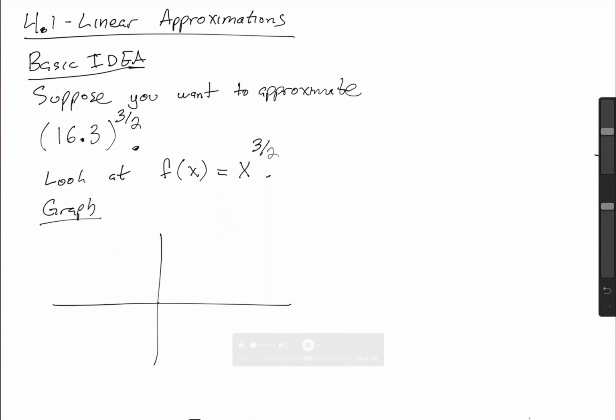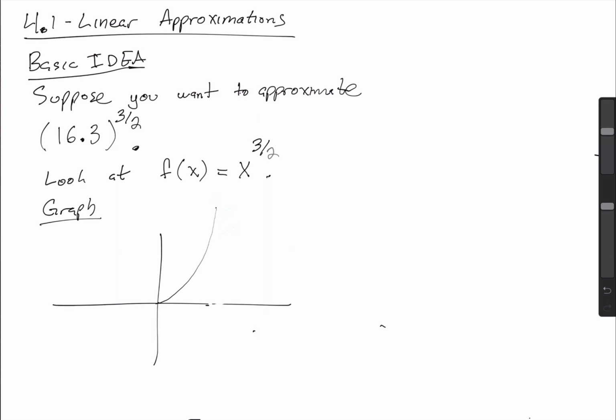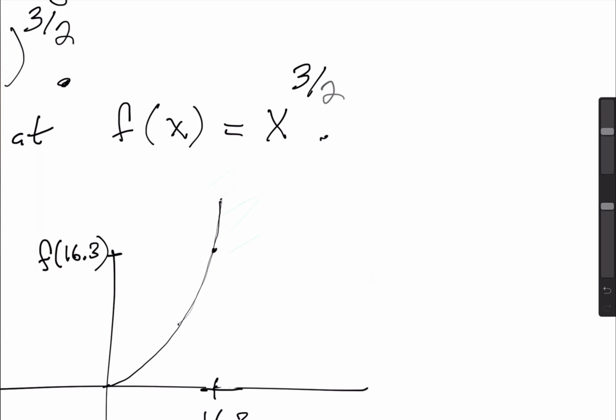So if I graph it here, something like that. Okay, let's say here's 16.3, which is the value I'm trying to approximate, and this is f of 16.3. Can you guys see that? Okay, so this is the one that I want to find out. You guys agree with that?